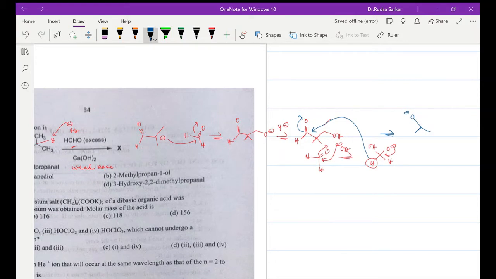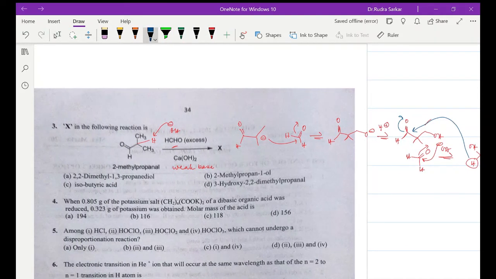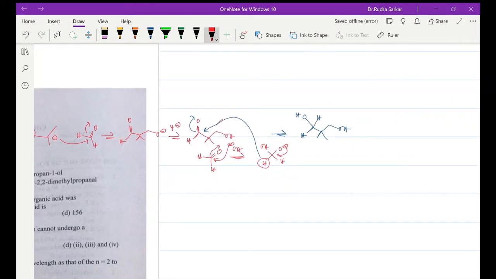So ultimately what you are going to get over here is OH, H, H, 2 methyl groups, OH. Proton exchange means this will now become OH. So this is basically, I would say, 2,2-dimethyl-1,3-propanediol, and that would be our correct answer over here. Along with that, another side product will be formed, which is obviously the formate ion.